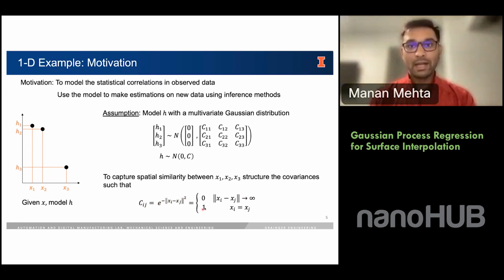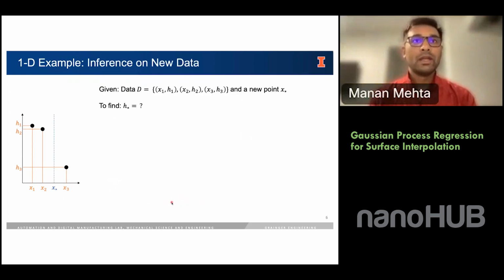And it is high, or it is at the maximum value of 1 when xi and xj are essentially the same point. So this is how I can fulfill my first goal, which is to model the statistical correlations in my observed data.